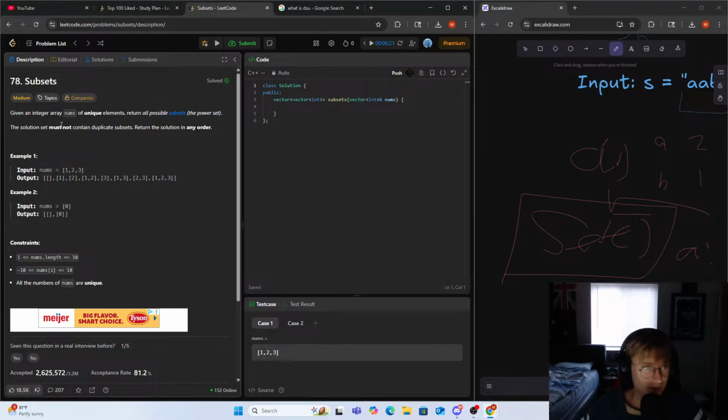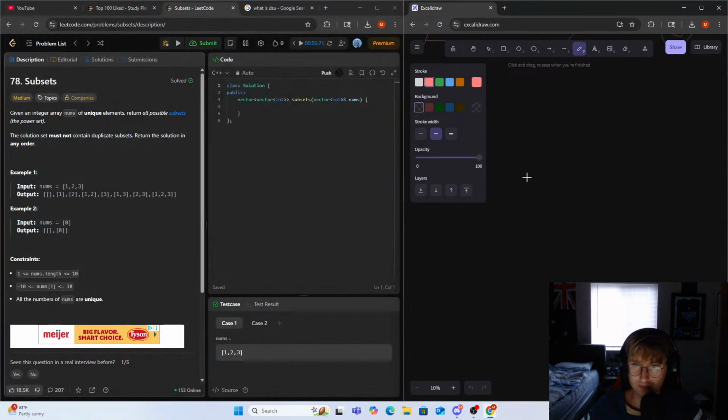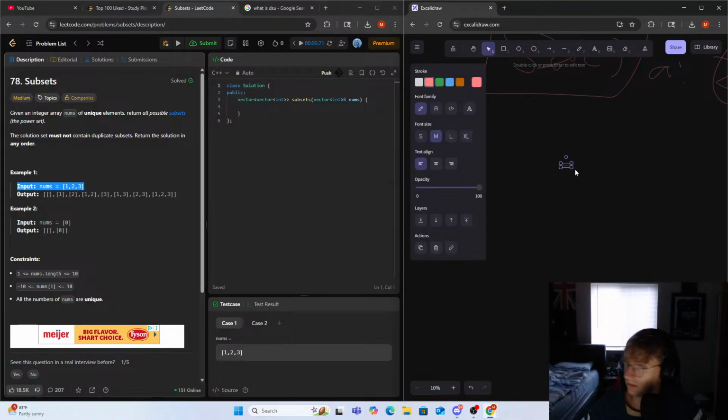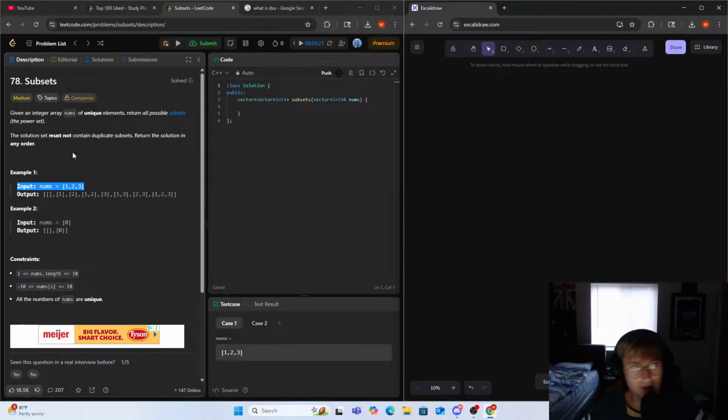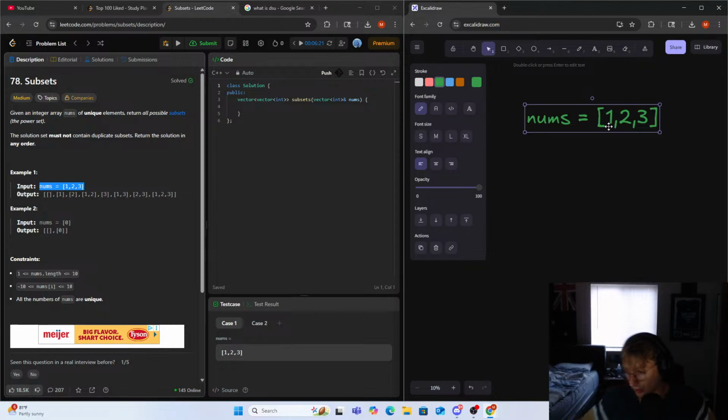Okay, so we're given an array nums of unique elements. Let's grab this here. Hang on. Change the color here. Let's do a green. Hang on, I'm gonna put my phone on charge really quick. My phone's gonna die. I'm gonna need it later.